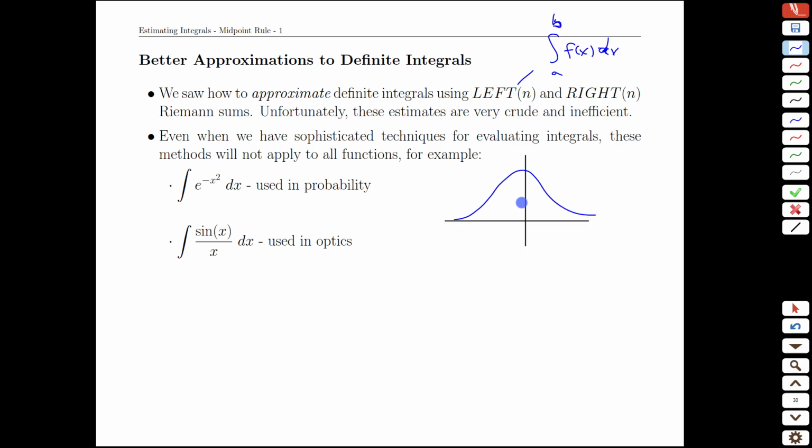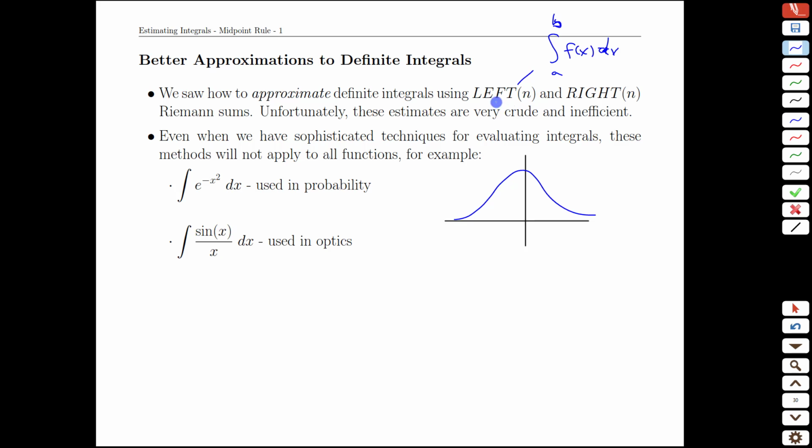That shows up in probability, statistics, physics, all over the place. But it turns out none of the techniques that we're going to learn later can be used on e to the negative x squared. We have to estimate the integral for that function. There's also many other famous functions used in science, physics, chemistry, biology, that also don't have integral values. Sine x over x is another one. And in those cases, we are going to have to use estimate approaches.